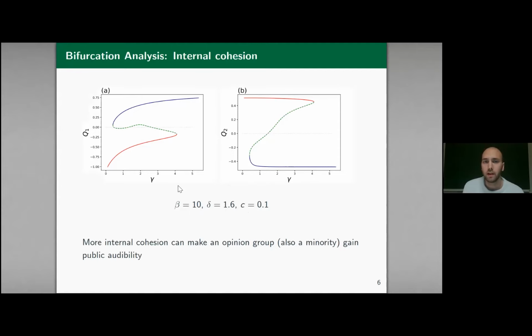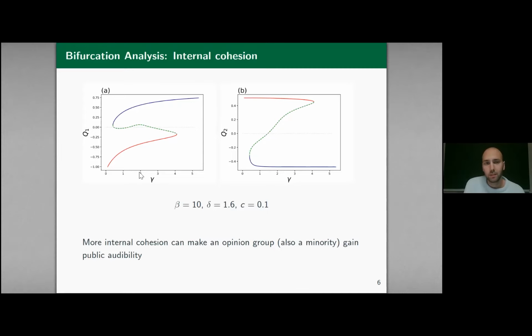So if we assume that beta, delta, and the costs are fixed, and only the gamma is changed, and we assume that this opinion group 1 is a very small minority and also internally not very well connected, then they will start off here with a very low value of gamma, where they have a Q1 that is very negative, so the group is mostly silent. While the second opinion group, the colors correspond here, is loud.